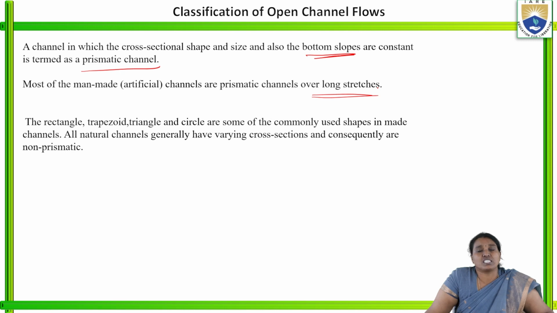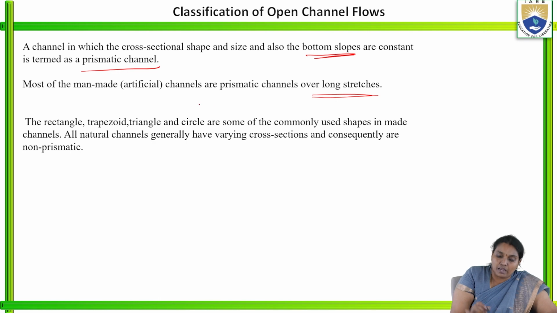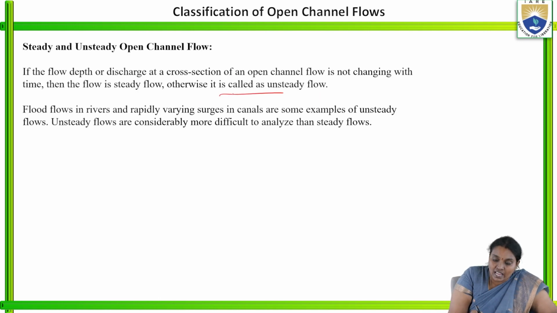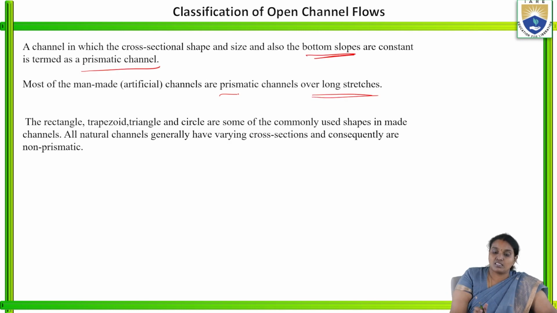What are the artificial channels we are understanding? Spillways, drainage systems. These types of artificial channels are, in most of the cases, prismatic. It means the shape and size and bottom slopes are all constant. So in man-made channels, most of the channels are prismatic channels.